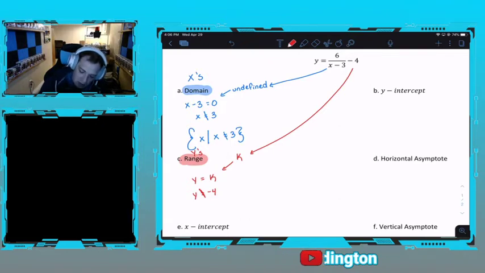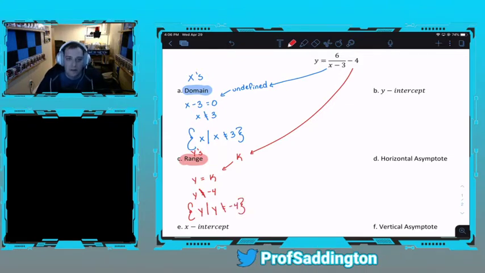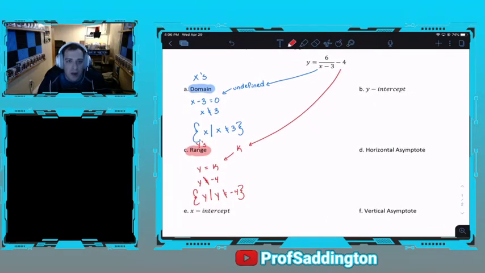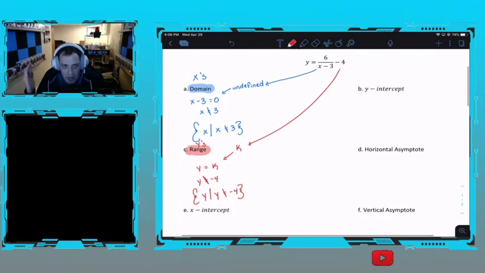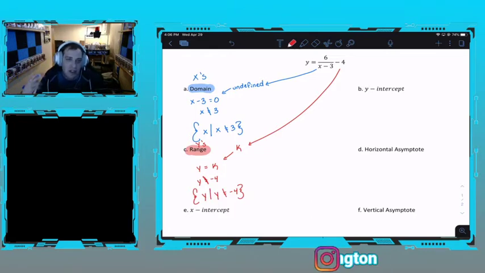Okay? So just like we did before, we're just doing it with y's this time. When we go to write out the range, we have all the y values, but y cannot equal -4. Now, that's it. We have our domain, we have our range. So that's the first two vocabulary words that I wanted to go over with you guys.